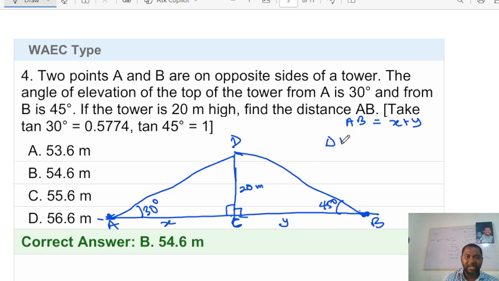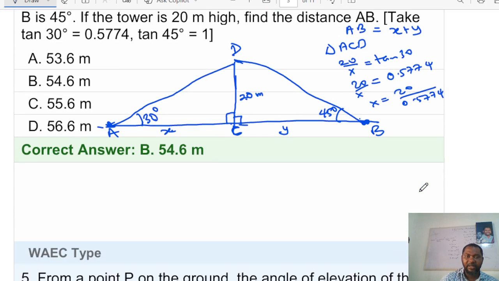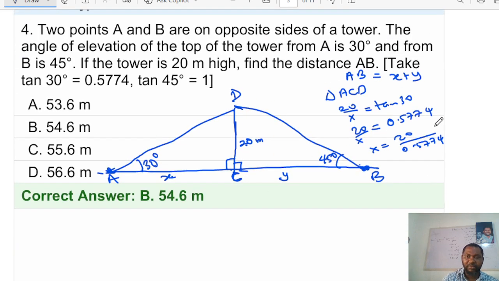That means if I consider triangle ACD, in this case now, 20 is opposite, x is adjacent. So I'm going to say 20 over x is equal to tan 30. Okay? So 20 over x is going to be equal to tan 30, which is 0.5774, given already. So that means your x is going to be 20 divided by 0.5774. Let me use my calculator here.